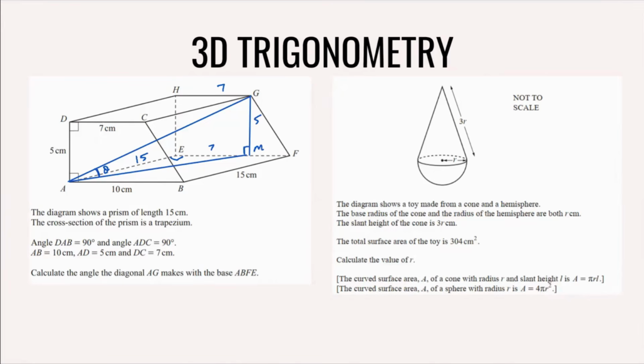The diagram shows a toy made from a cone and a hemisphere. The base radius of the cone and the radius of the hemisphere are both r centimeters. The slant height of the cone is given as 3r, and the total surface area of the toy is 304 centimeters square. You have to calculate the value of r.